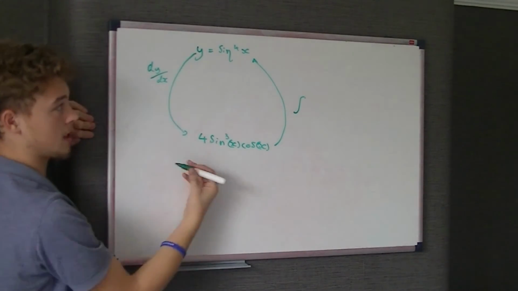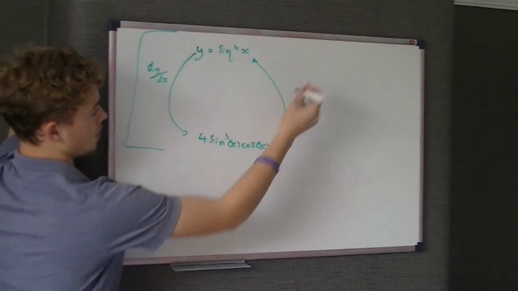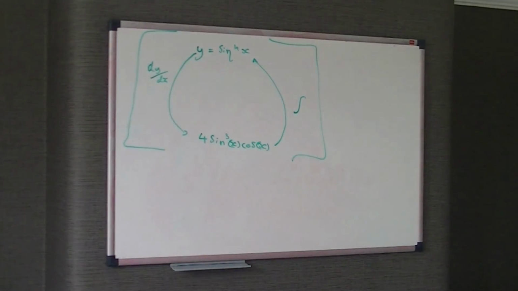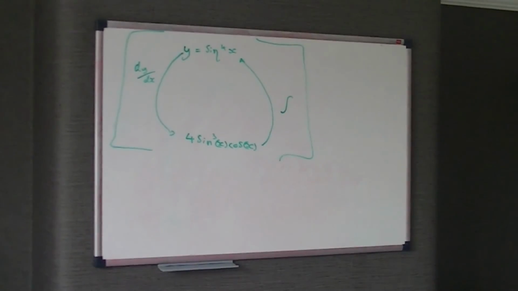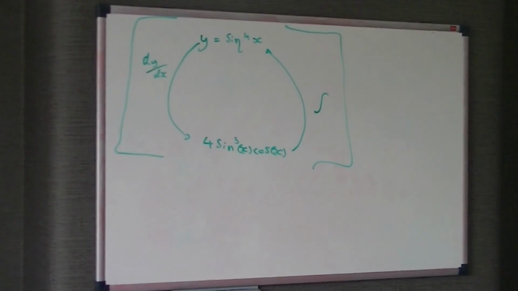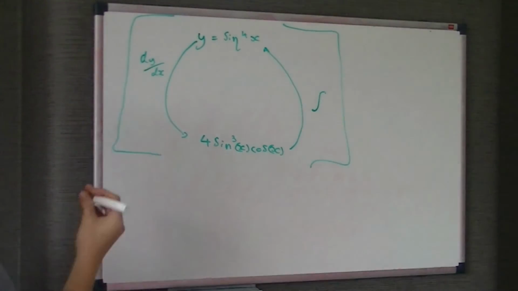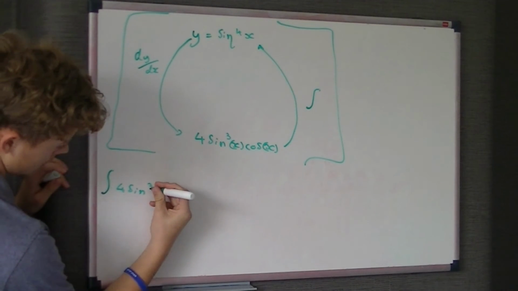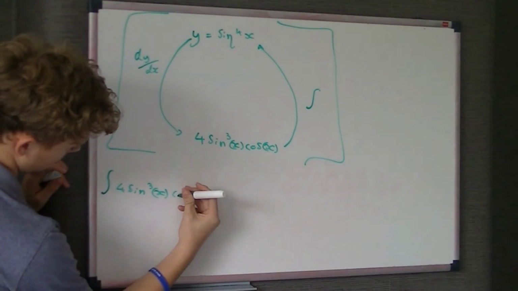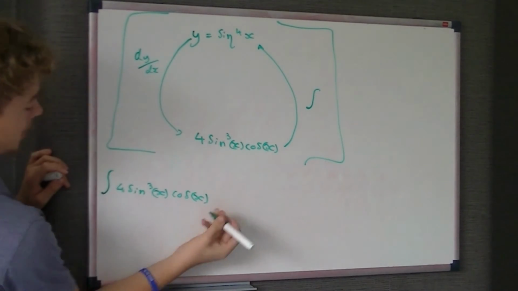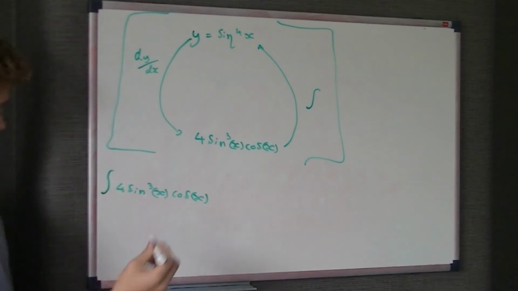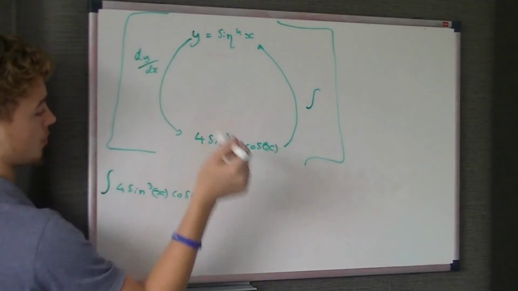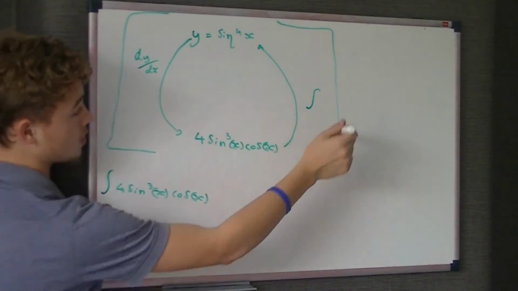So how does this diagram help us? That's how I think of it. If you are asked to integrate 4 sine cubed x cos x, you obviously won't be able to do that directly, because the only way you could is by doing the product rule, but that's differentiation, hence this diagram. So the only way we can do it is to integrate it to get to that.